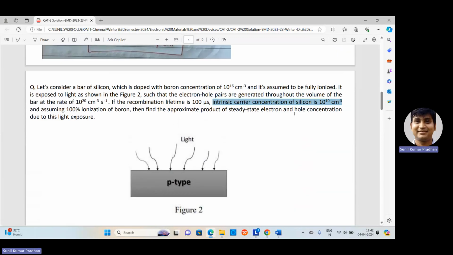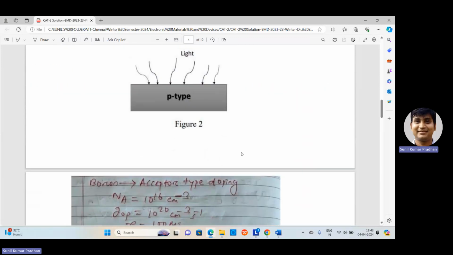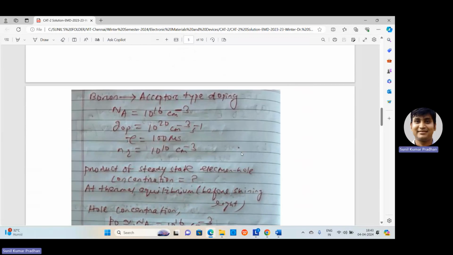Product of steady state electron and hole concentration. We have to find out when it is irradiated with light. So with the exposure of light, you have to find out what is the product of steady state electron hole concentration. It can be an approximate value, but we have to find out the product of steady state electron hole concentration when it is exposed to light.